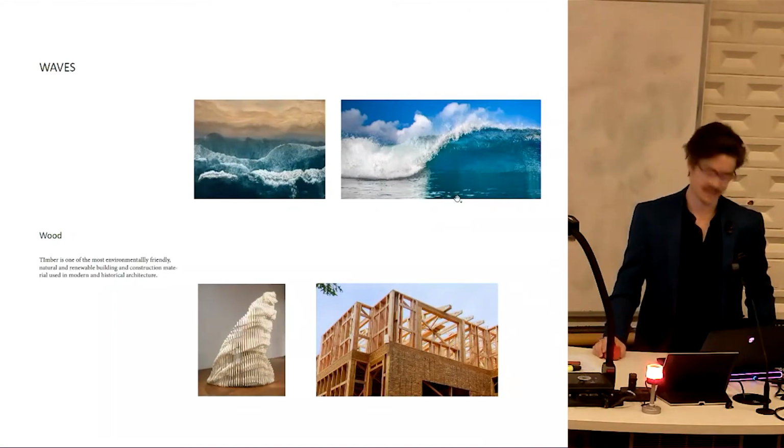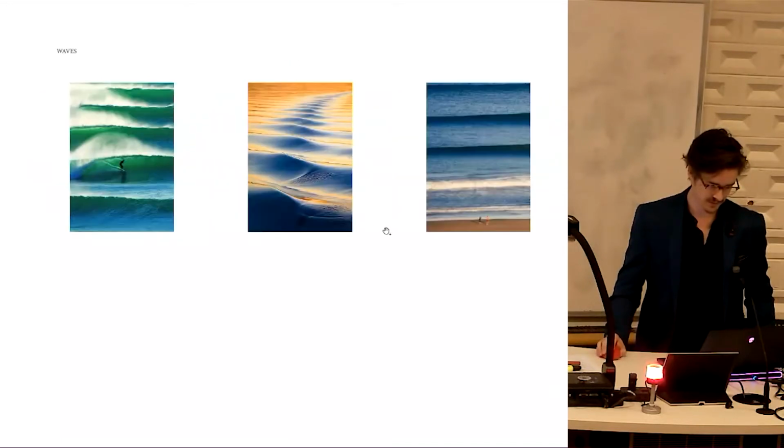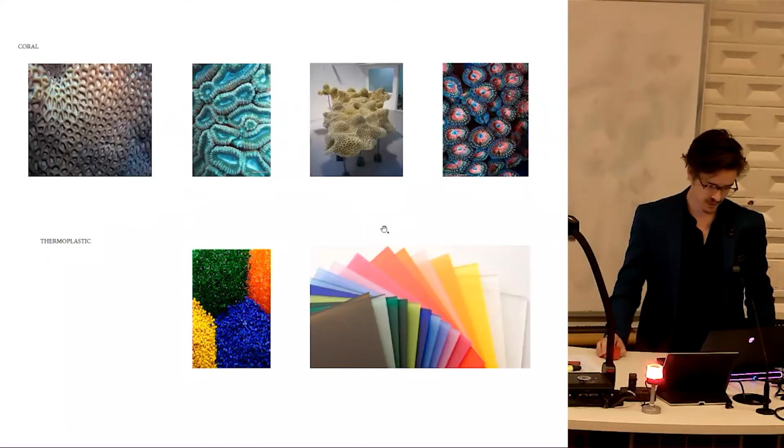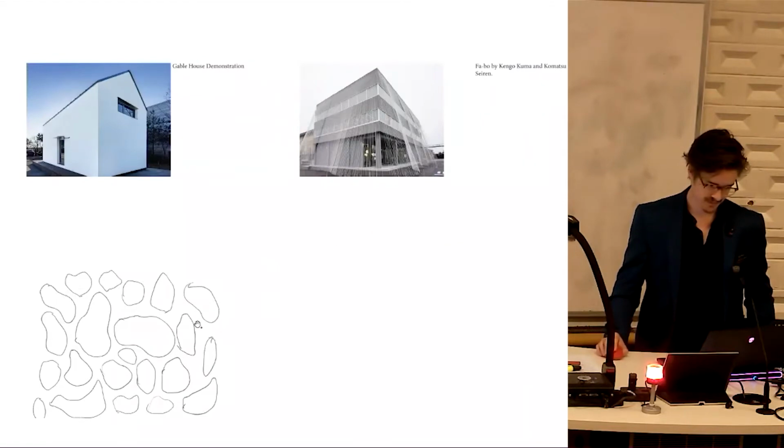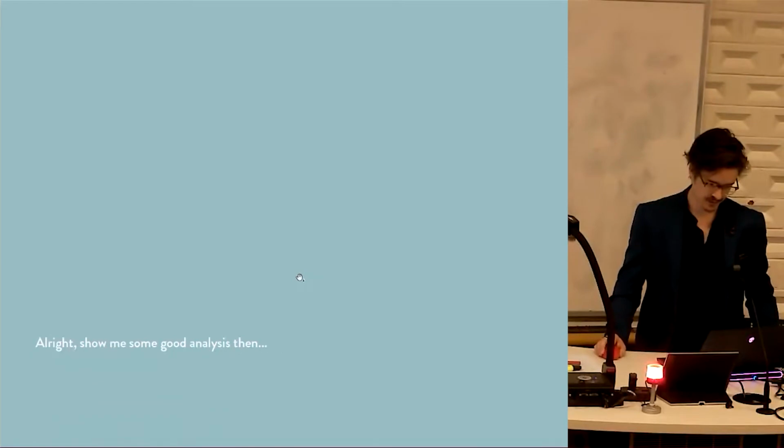Conceptual understanding. So I want my building to look like a wave. So here's a wave. No sketches, nothing. Precedence, not spelt correctly. Careful of that. Make sure you turn your spell check on in Illustrator or InDesign, whatever you're using. Waves again, still no drawings. Coral. Some material. Basic sketch.